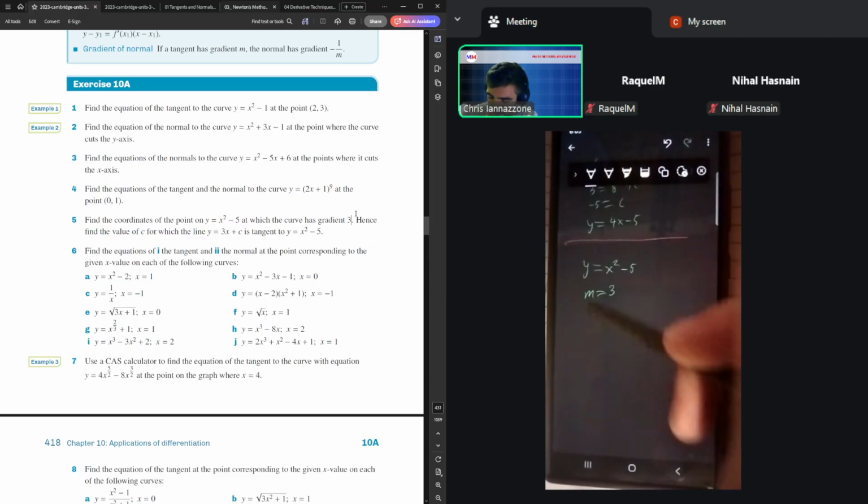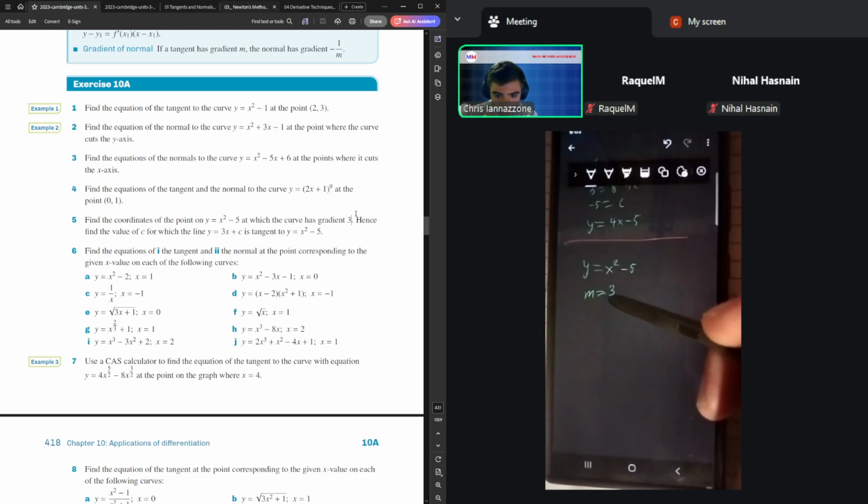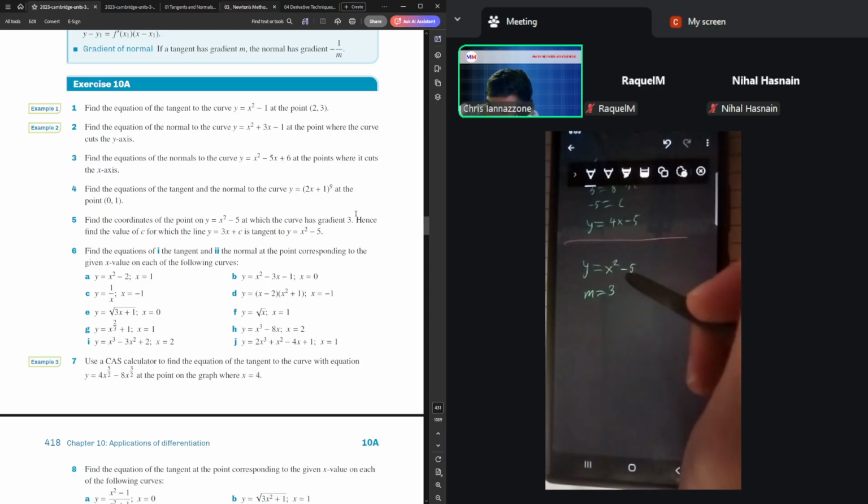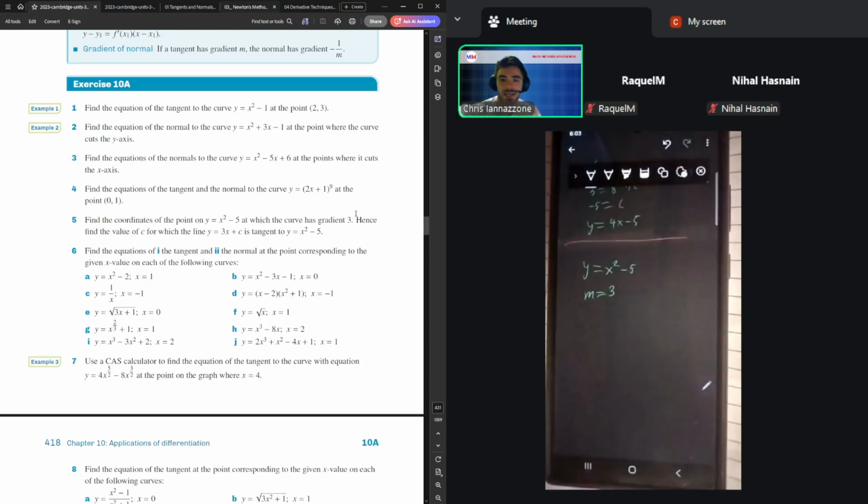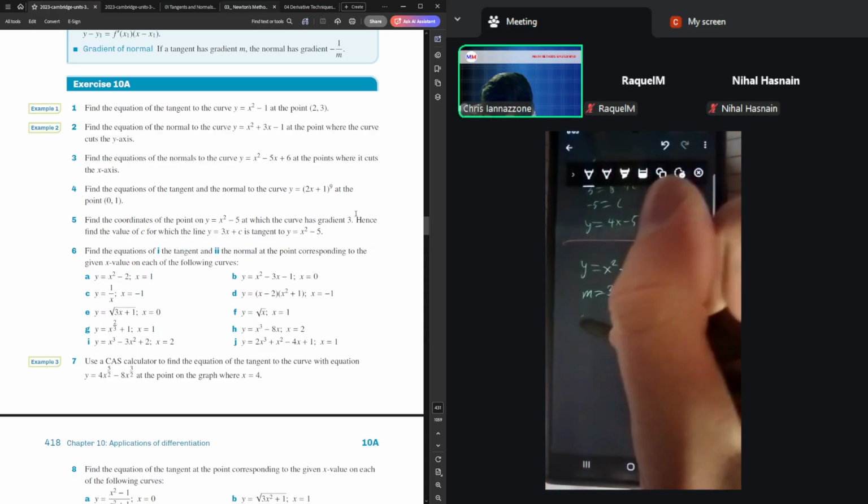Cool. Because we have gradient related information, derivative is going to be helpful here. Because derivative gets us gradient, pretty much whenever you're doing anything that says tangent, gradient, anything like that, if you can get the derivative, it's usually going to be pretty helpful. So let's do exactly that.